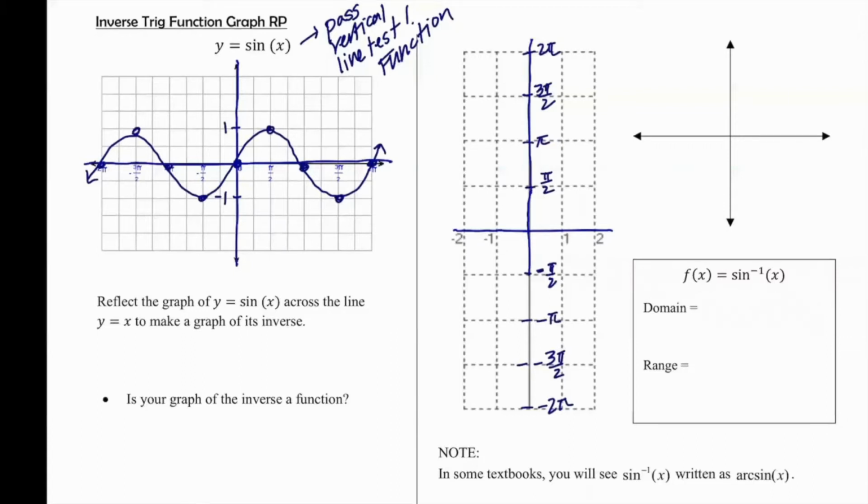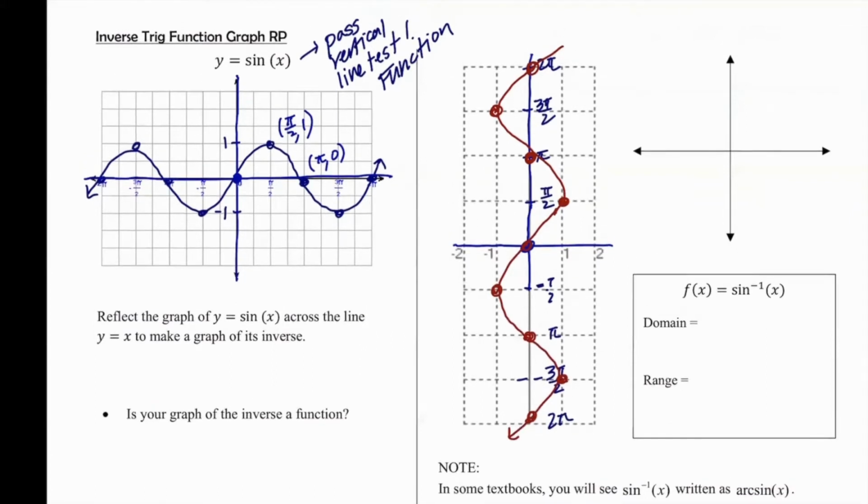So for example, (0, 0) is still (0, 0). This is (pi over 2, 1), but I'm going to switch the coordinates, so I get (1, pi over 2). This is (pi, 0), but now I should have (0, pi), which is right here, and I'm just going to keep going. Fix that just quickly. Perfect.